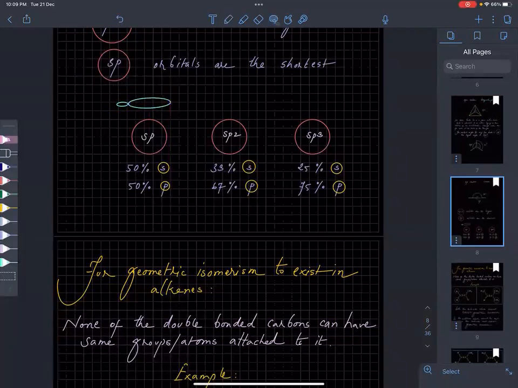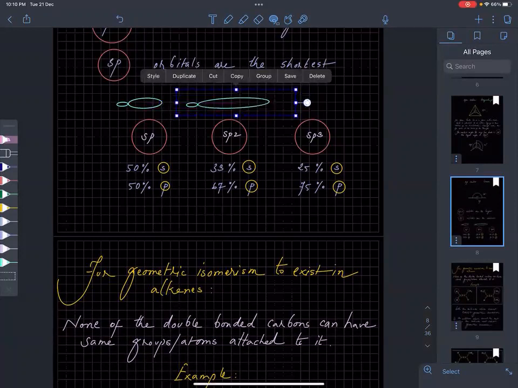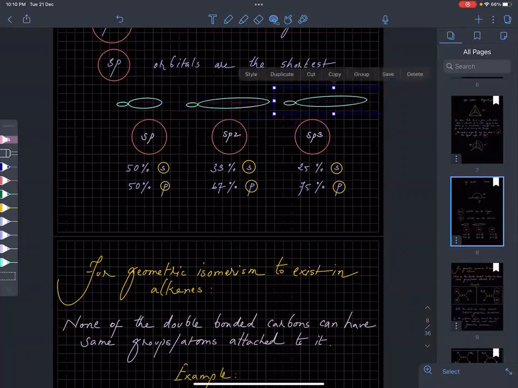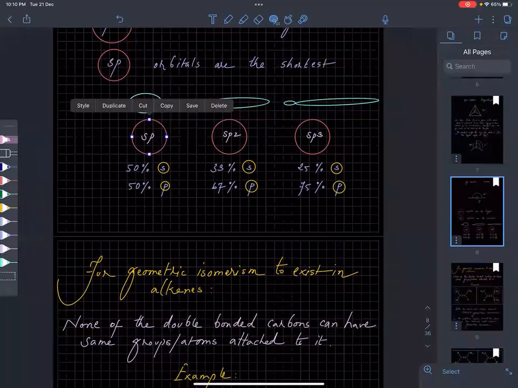What about sp2? Two dumbbells and one sphere. I'm talking about one sp2 orbital. It will be longer than sp. Longer, not larger. What about sp3? It will be the longest, and it will be the thinnest also. And this will be the thickest also. Boldest. Okay. So sp will be like this, sp2 will be like this, sp3 will be like this.